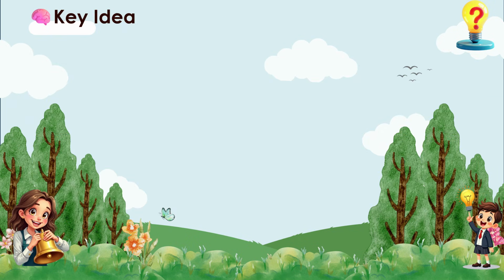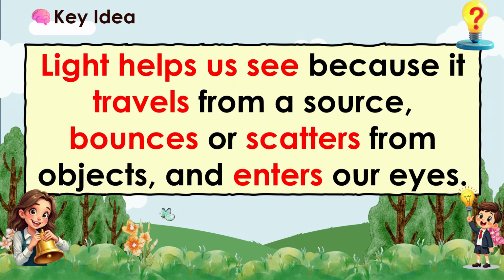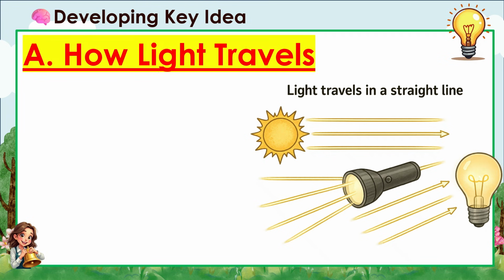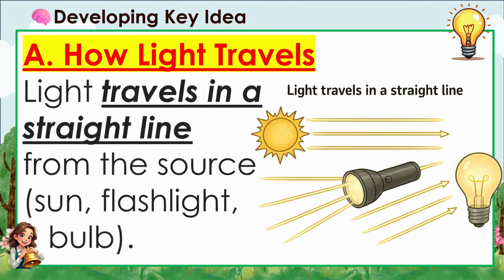Key idea. So light helps us see because it travels from a source, bounces or scatters from objects, and enters our eyes. Developing key idea, how light travels. So light travels in a straight line from the source. It could be from the artificial and natural sources like the sun, flashlight, or a bulb.